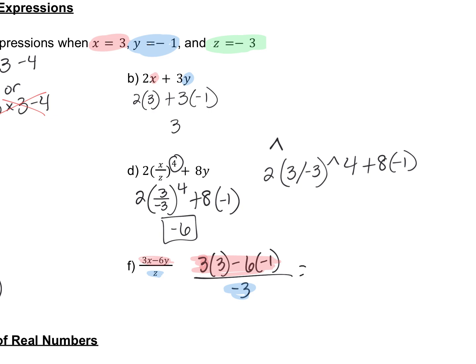If you're doing your top piece, go ahead and do that. I believe you get 15 divided by negative 3. Now, since there's just one number on top and one number on bottom, we're good to go ahead and divide, and you end up with negative 5.